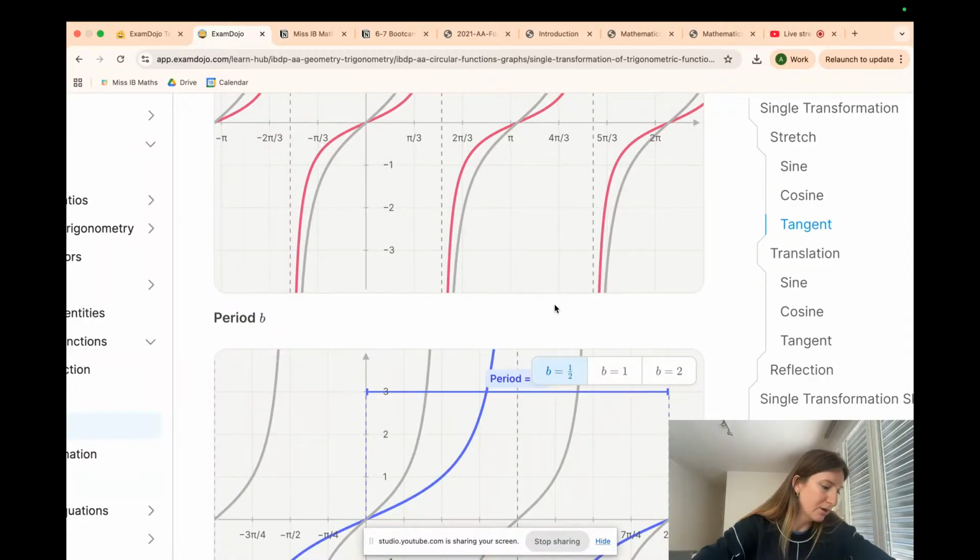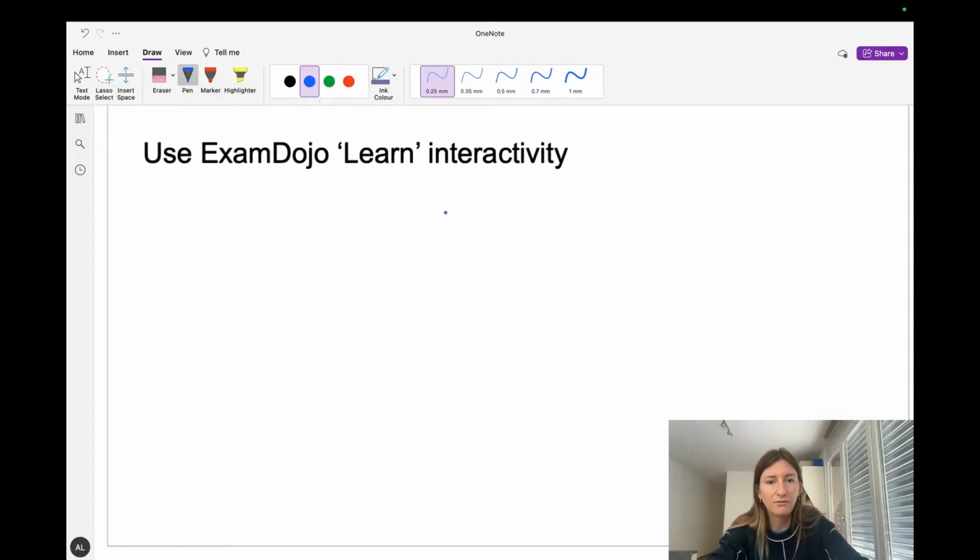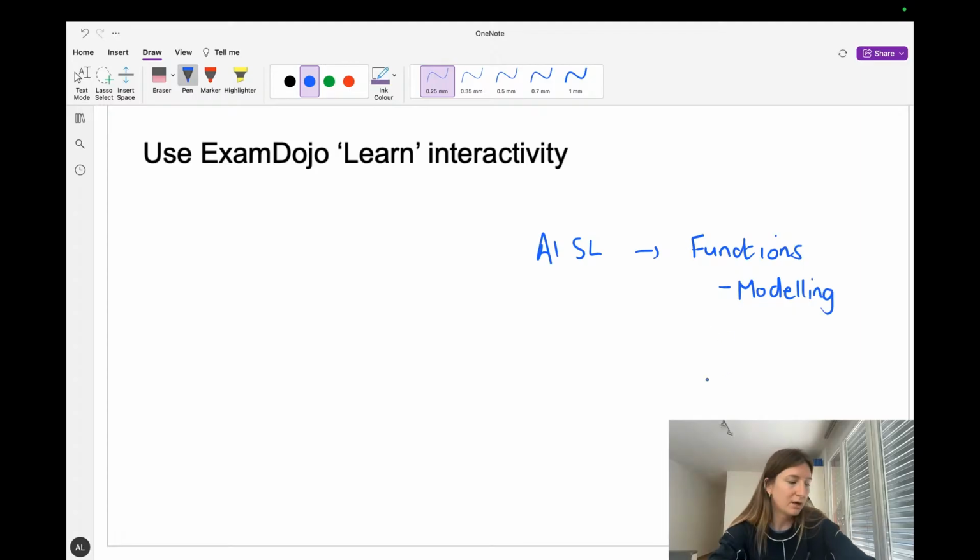To answer your question about, are you sure it's for AISL? Yes, so it's actually not in the geometry and trigonometry topic, but you'll find it in functions. So if you look for AISL in functions and then, what is it called, modeling, then it's everything that you need for sine and cos. It's not in the geometry and trigonometry section, but in the function section.